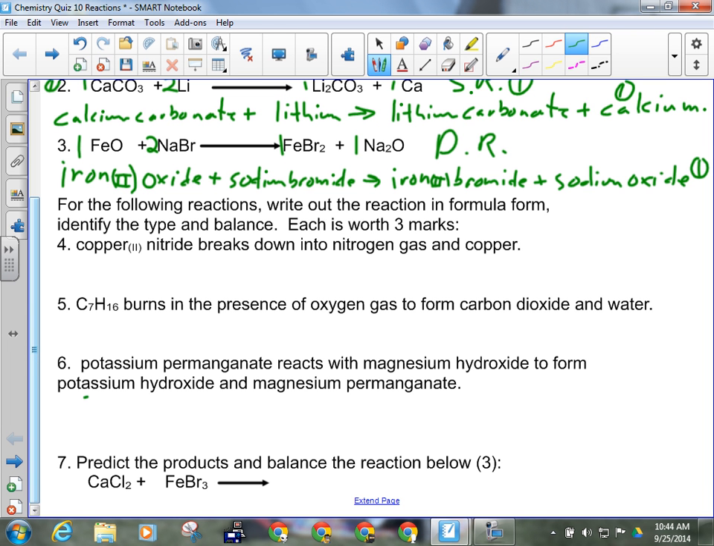Okay, where I saw it happen the most. Right, but for number 4, we have copper 2 nitride. So that means 2 plus here. Nitride is -3, so we got Cu3N2. Okay, breaks down into nitrogen gas, which is special. It's one of our special elements. And copper, which is not special.